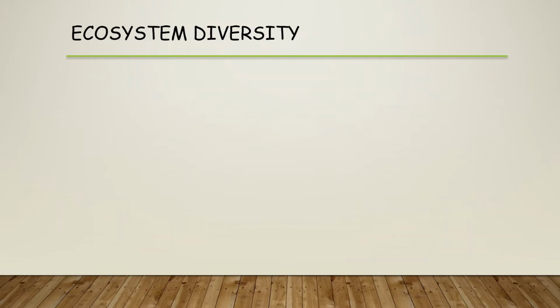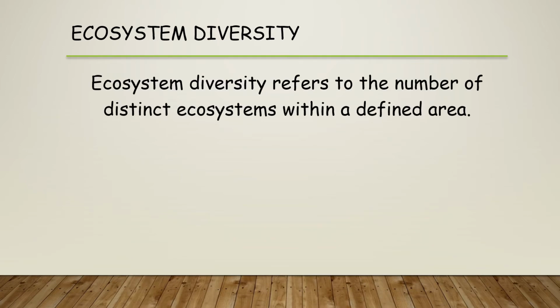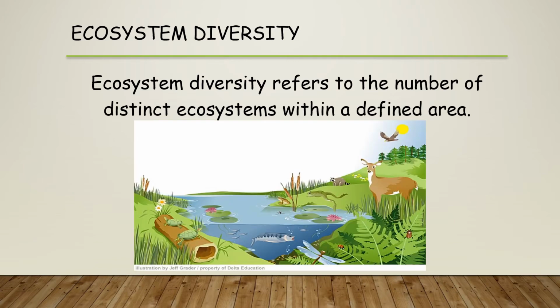So the third and final measure of biodiversity is ecosystem diversity. That's then the number of distinct ecosystems within a defined area. And even in this simple picture, we've got a stream, we've got grassland, woodland, might have marsh area. They obviously then provide different habitats and conditions for different species to live there.